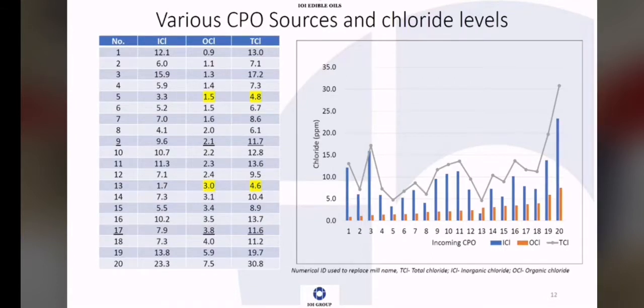If you look at rows 5 and 13 again, the ones highlighted in yellow, you will see that the total chloride is 4.8 versus 4.6 in row 13. If you were to wash it, you would expect the 4.6 to give a lower 3-MCPD. But in actual fact, because the organic chloride content is higher in row 13, it results in higher 3-MCPD levels compared to row 5. Next, please.